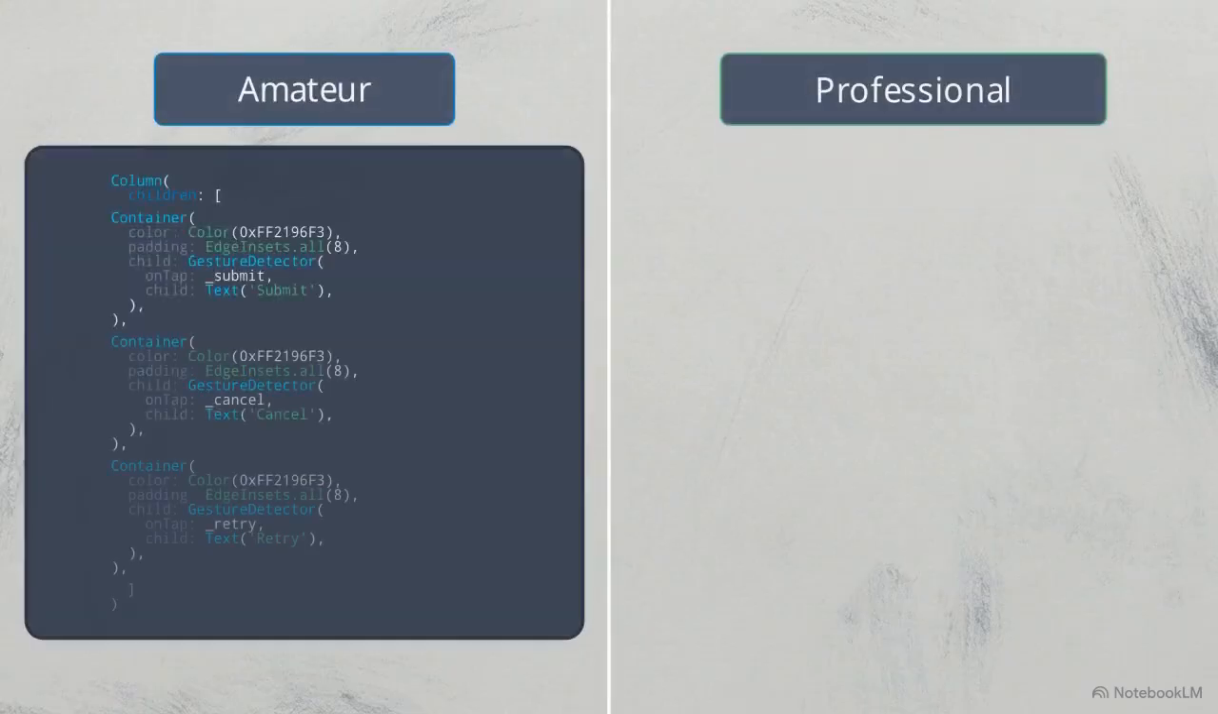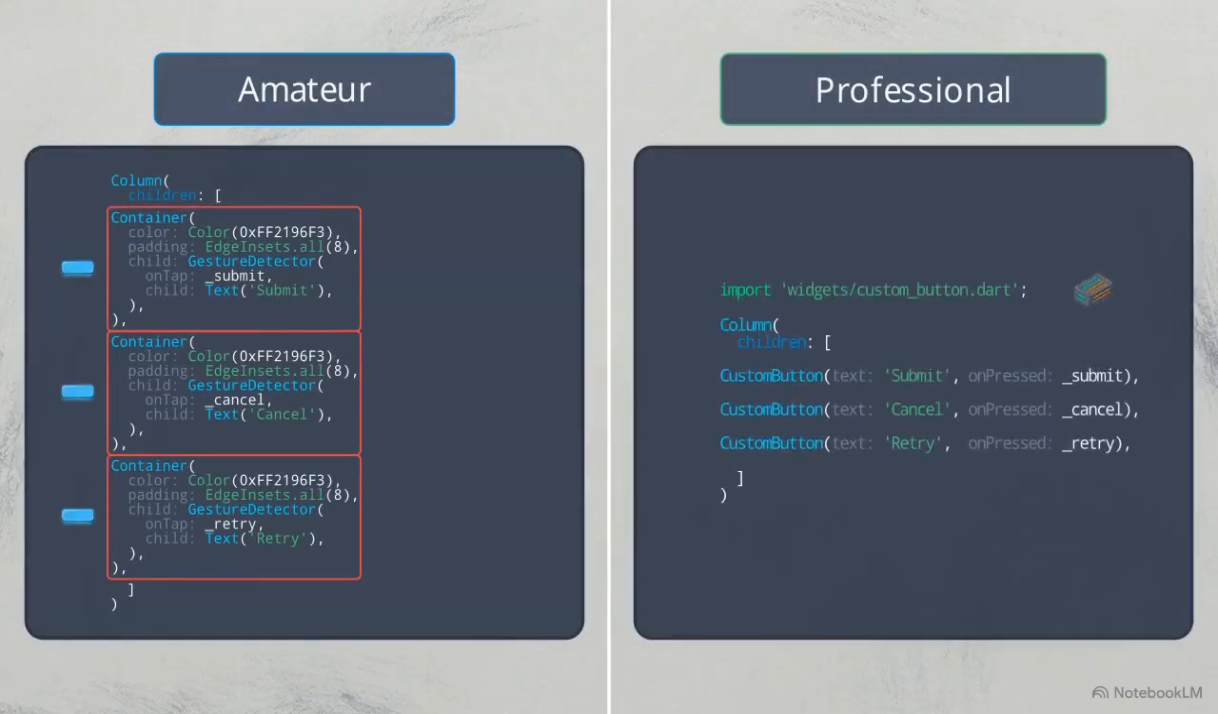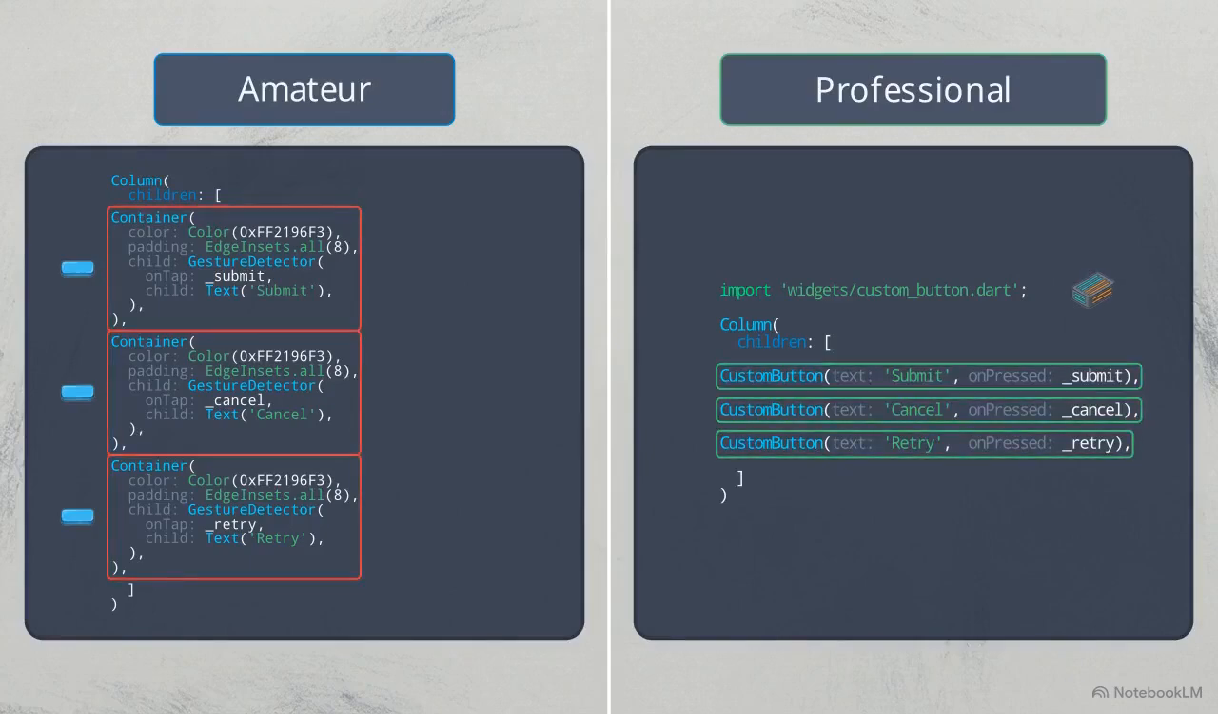Mastering code reusability is the definitive dividing line between an amateur programmer and a professional software engineer.